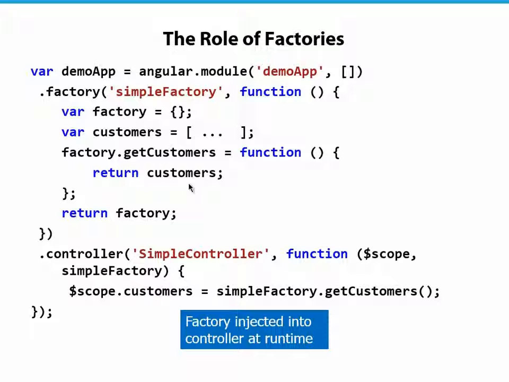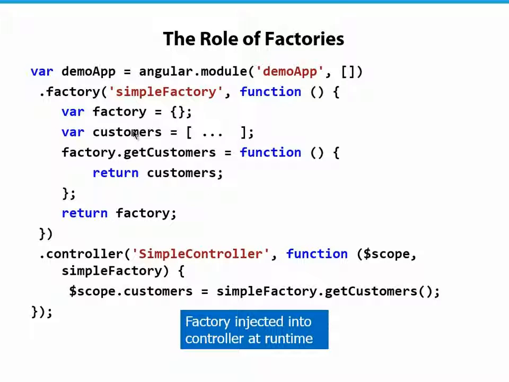Now, what's really cool about factories, services, and providers is that once you've defined it, you can then inject it very easily as a parameter into something like a controller or even another factory if you want it. So a factory could rely on another factory. So if we come down to our controller here, you'll see that simple controller does our standard scope, but notice that the second parameter is simple factory. Well, that little name matches up there on purpose.